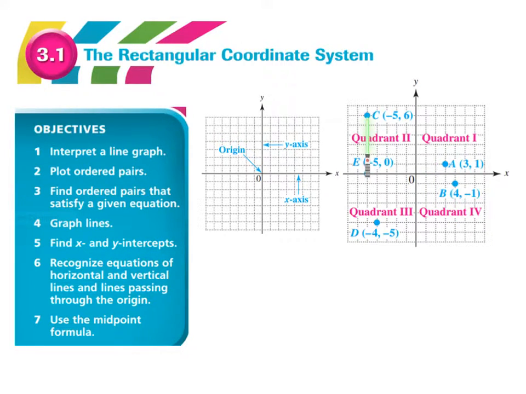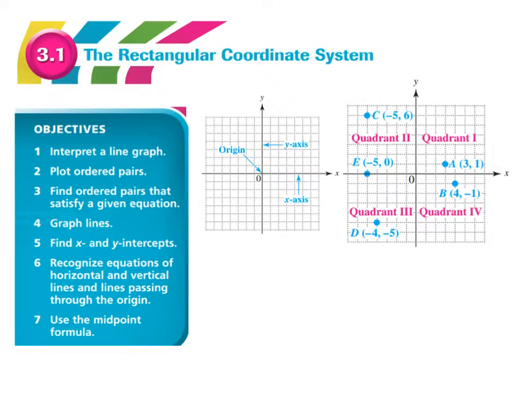Point C is the ordered pair negative 5, 6. So from here it's left 5, up 6. Point D is the ordered pair negative 4, negative 5. So from the origin left 4, down 5. And finally point E is negative 5, 0. So from the origin it's just left 5.